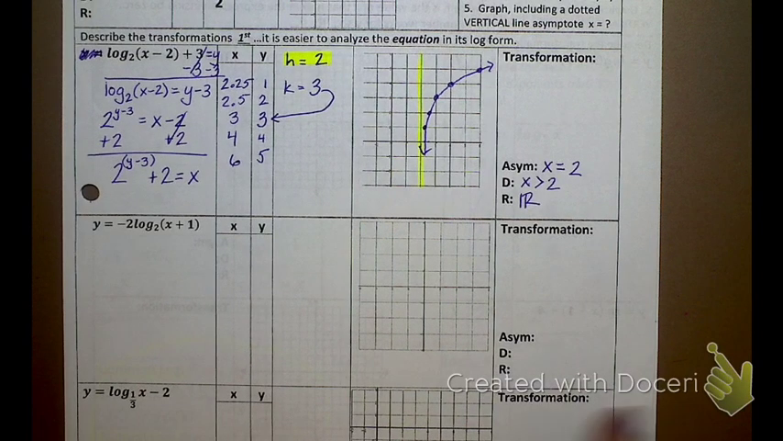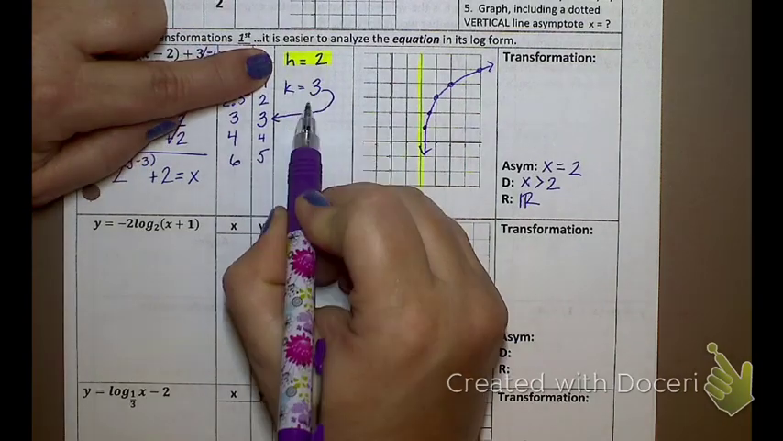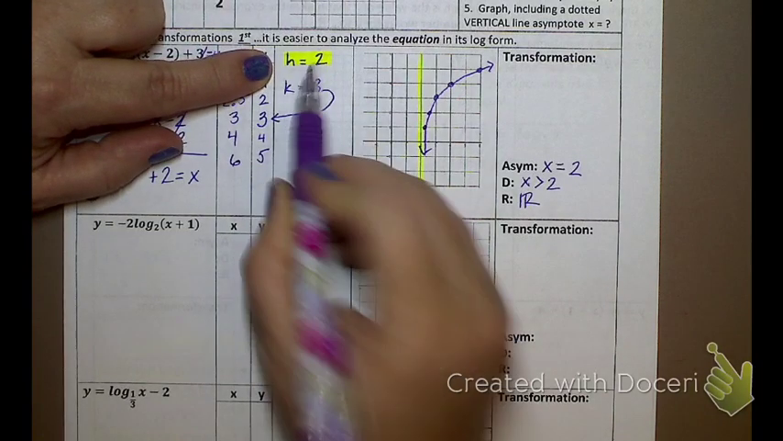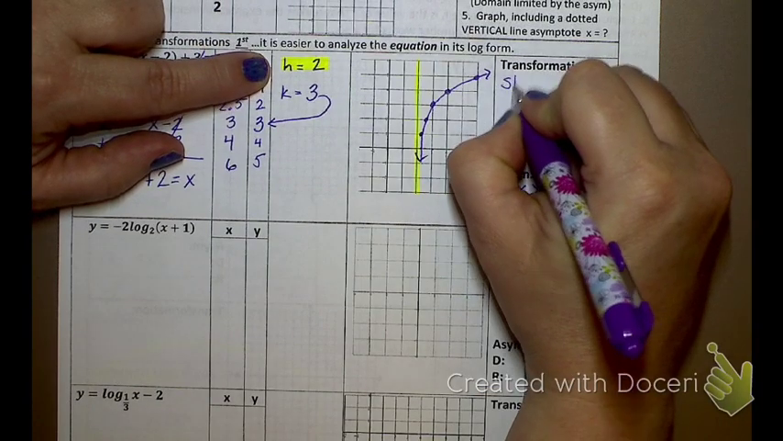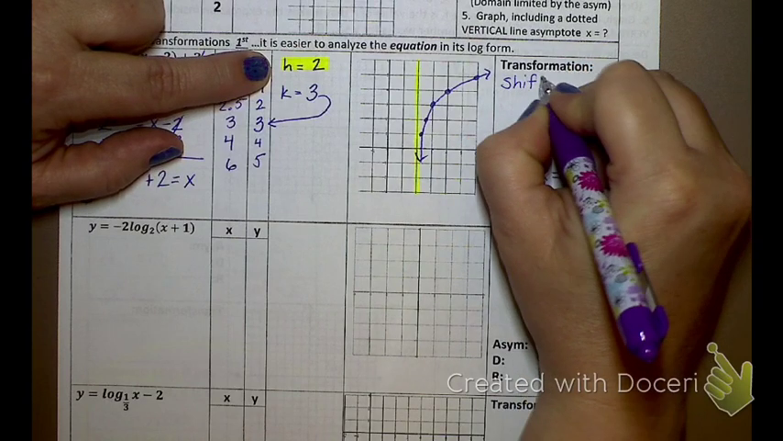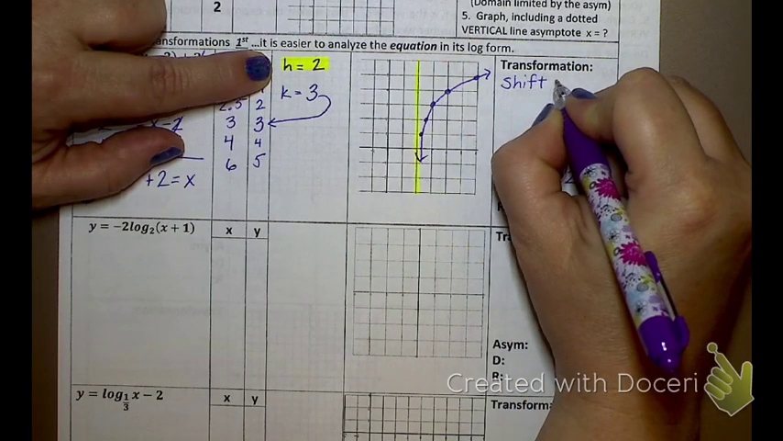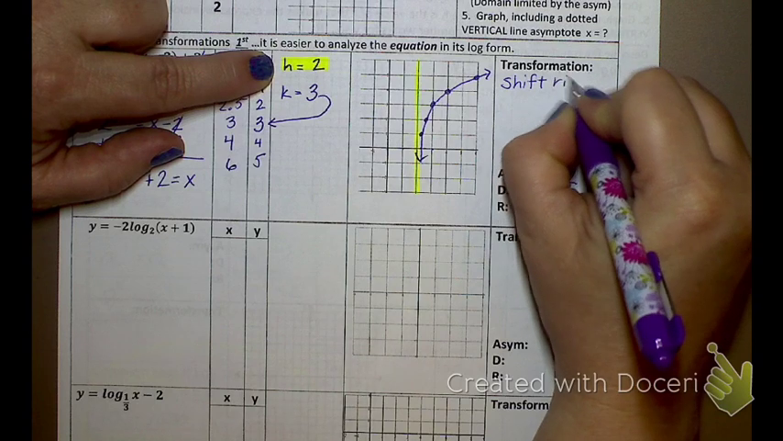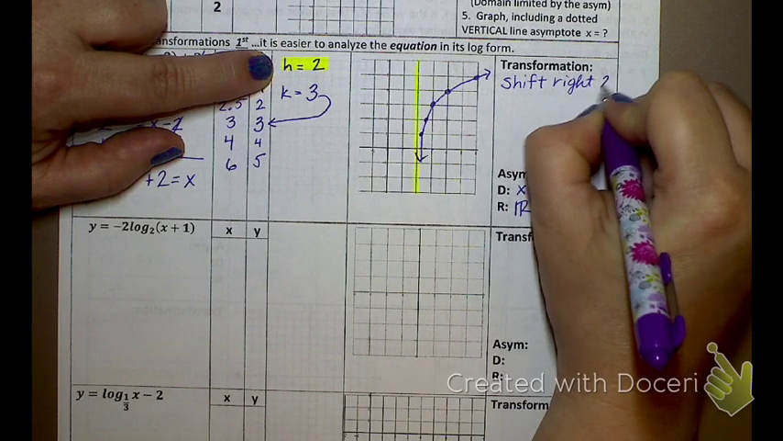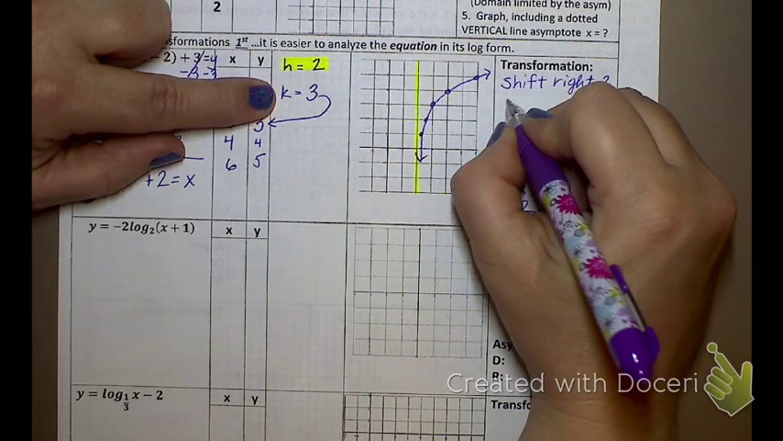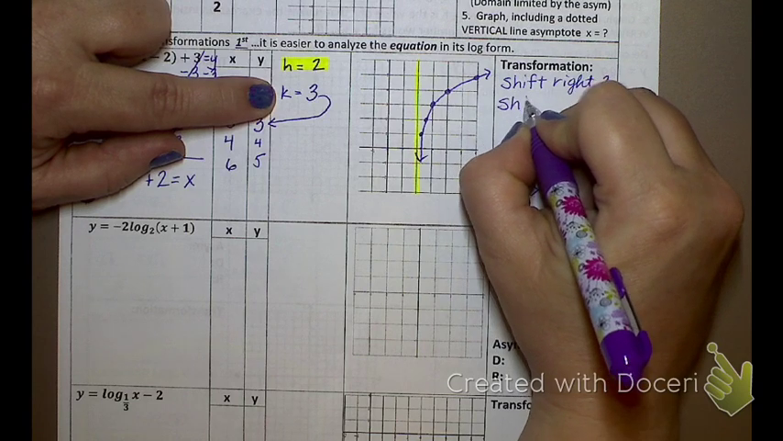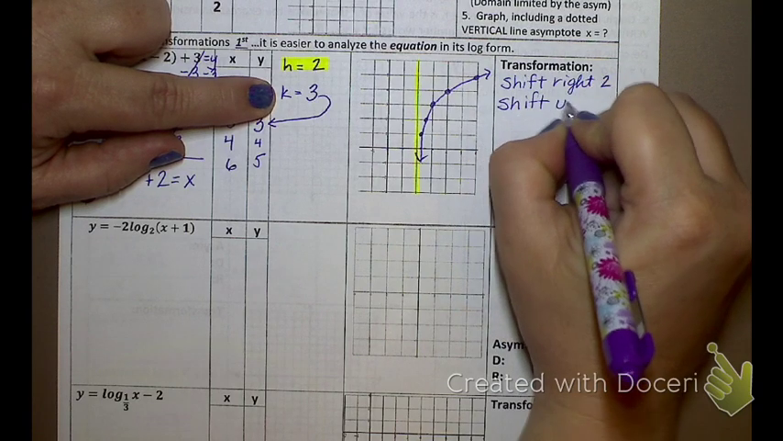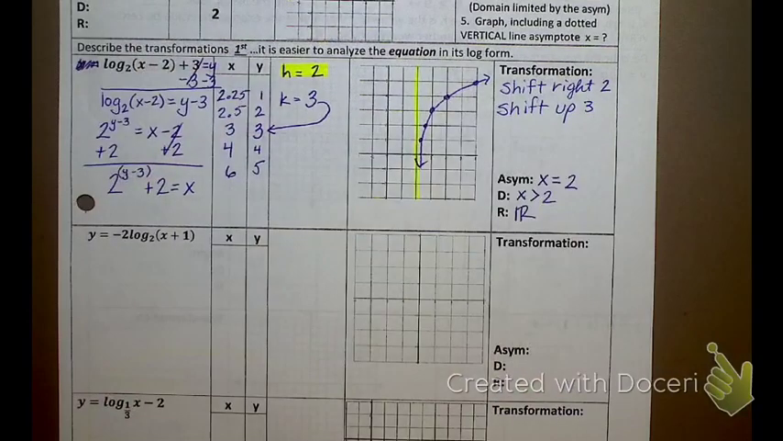Okay, let's talk really quick about the transformation. The transformation, I'm going to go way back here to my h and k. If my h value was 2, that means I had a shift. What direction? Right 2. And if k was 3, I had a shift how? Up 3. So? Not too bad, right? You just got to remember to reverse everything you know.